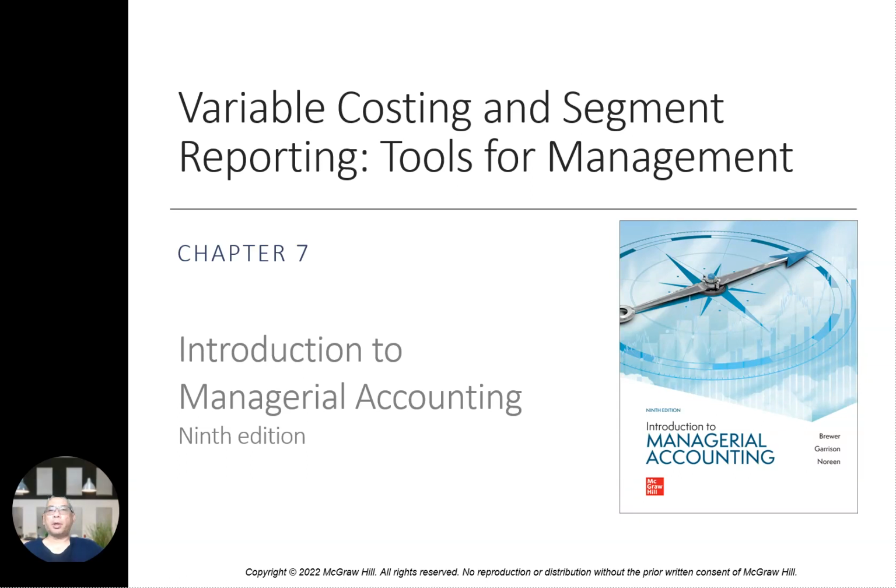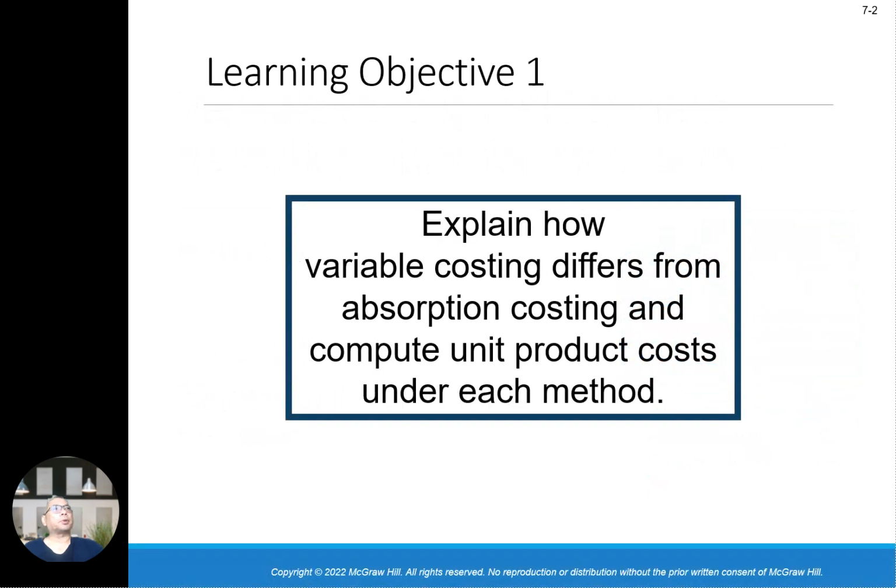Hello everyone, today we're going to discuss managerial accounting, chapter 7, using variable costing and segment reporting for management. This is using a McGraw-Hill book. Okay, let's start. Objective number 1: explain how variable costing differs from absorption costing and compute unit product cost under each method.